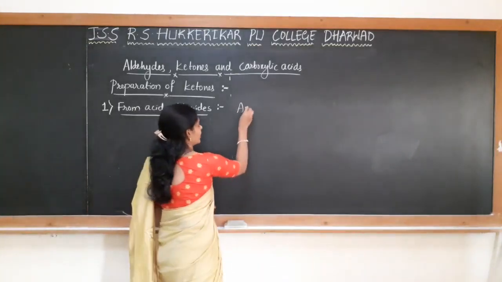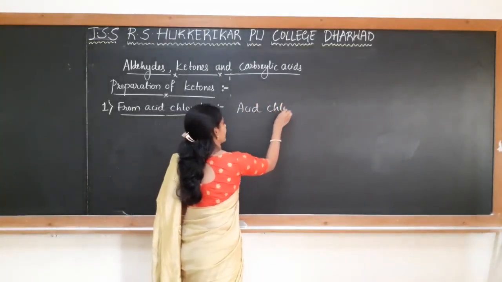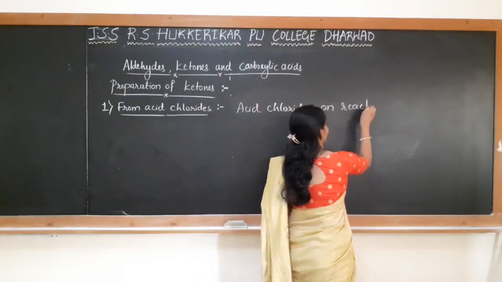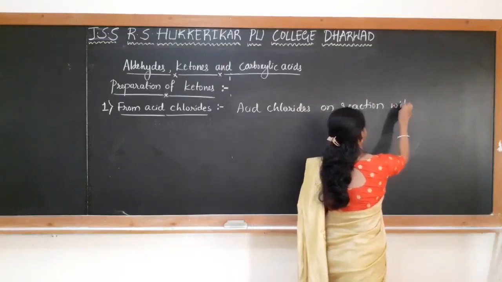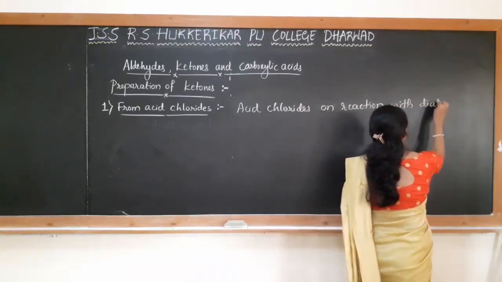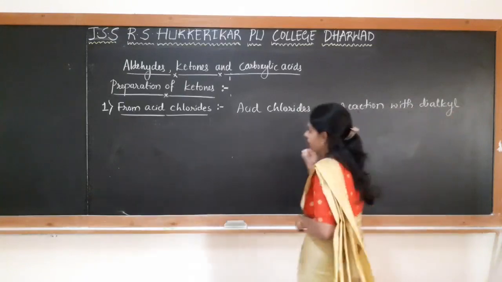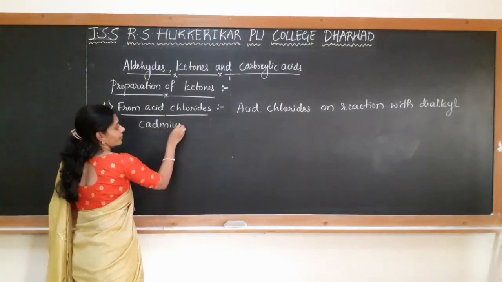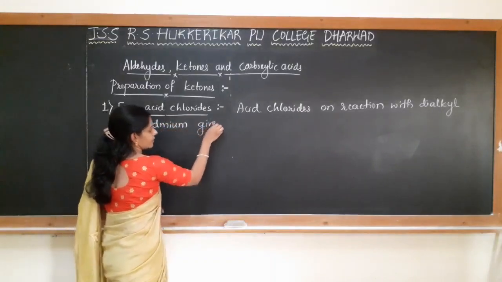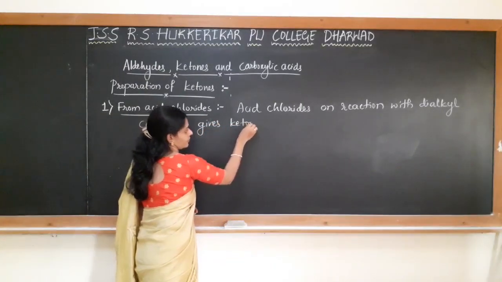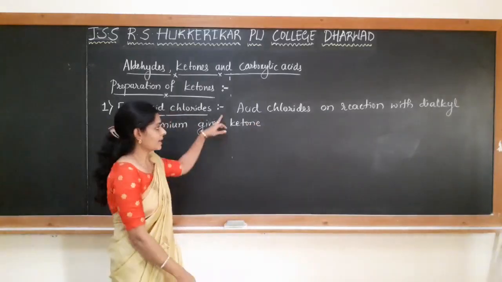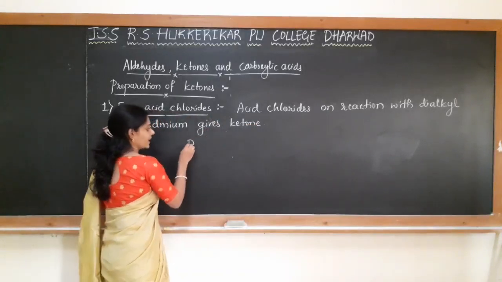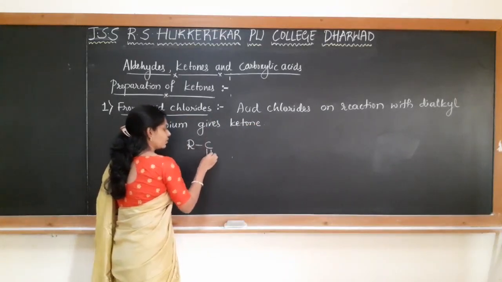Acid chlorides on reaction with dialkyl cadmium gives ketone. Okay, so acid chlorides on reaction with dialkyl cadmium, it gives ketone. Acid chloride is represented as RCOCl.